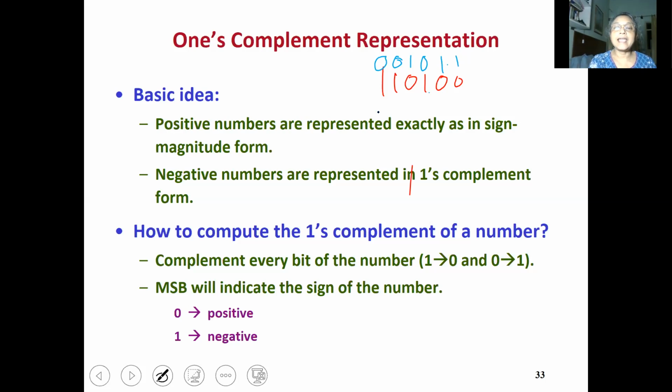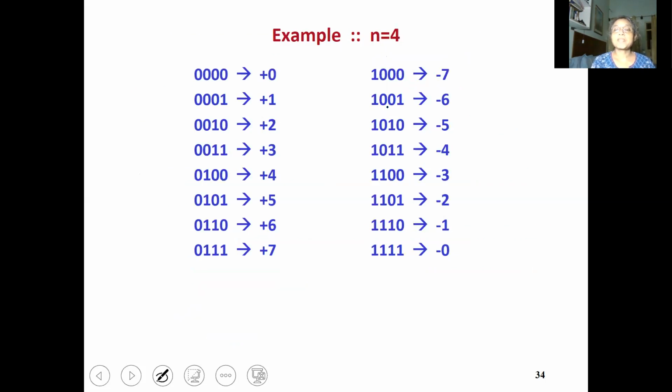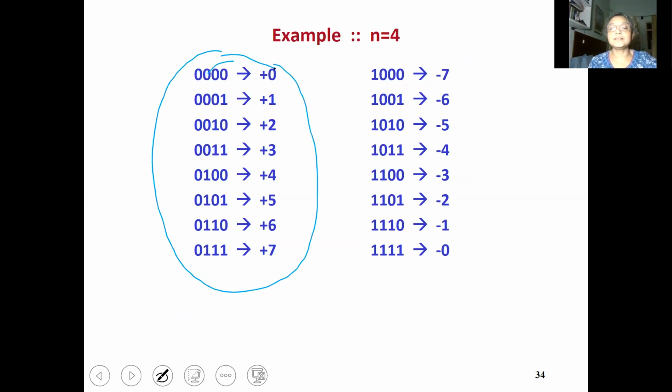And then the MSB will represent the sign of the number. If the MSB is 0, that means the number is positive. If the MSB is 1, the number is negative. So let us look at the 1's-complement representation. These numbers whose MSB is 0 are positive numbers. They are represented as they are, 0, 0, 0, 0 up to 0, 1, 1, 1, which is 7. And for negative numbers, we represent them in 1's-complement form.